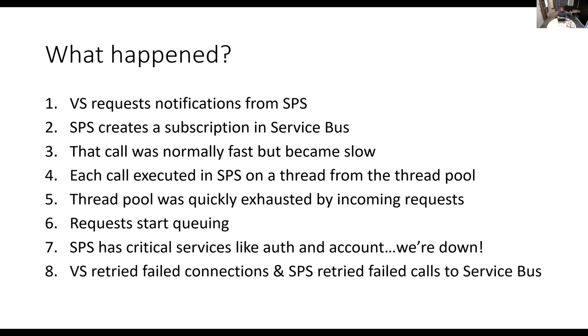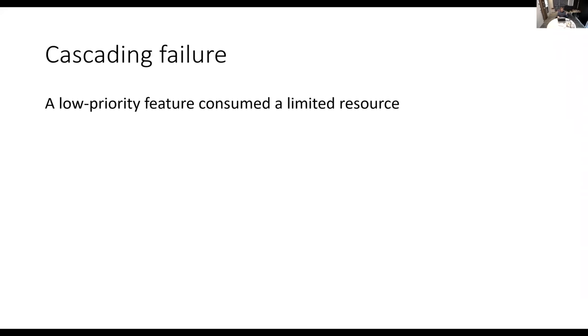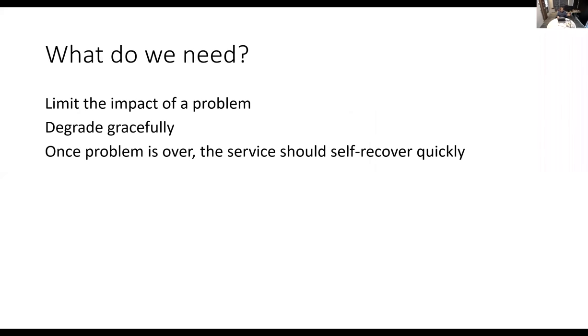So we spent a while debugging it. Oh, and retries, of course, made it worse, because you get all these millions of VS clients out there failing to subscribe and retrying, which, when the problem is an overloaded system and thread exhaustion, only creates more requests and more thread exhaustion. So it was this downward spiral. As I say, that created a cascading failure where a new, what I would call relatively low priority feature, consumed a limited resource that blocked the critical functions in the rest of the service and caused a service-wide outage. And yeah, retries made the problem worse.